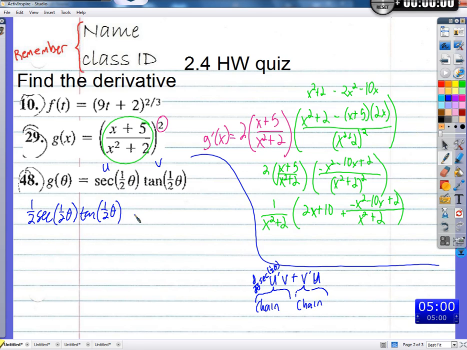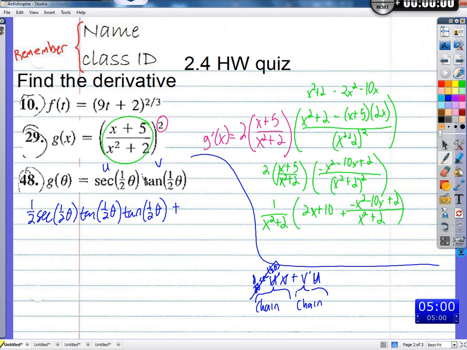And next is V, which is tangent of 1 half theta. And that's it for V. That's what V is. So we did that, so that's U prime. Then we multiply by V, and now we're on to V prime, which needs the chain rule as well, as we've noted. And we don't have much room, so I'm just going to write it down here.